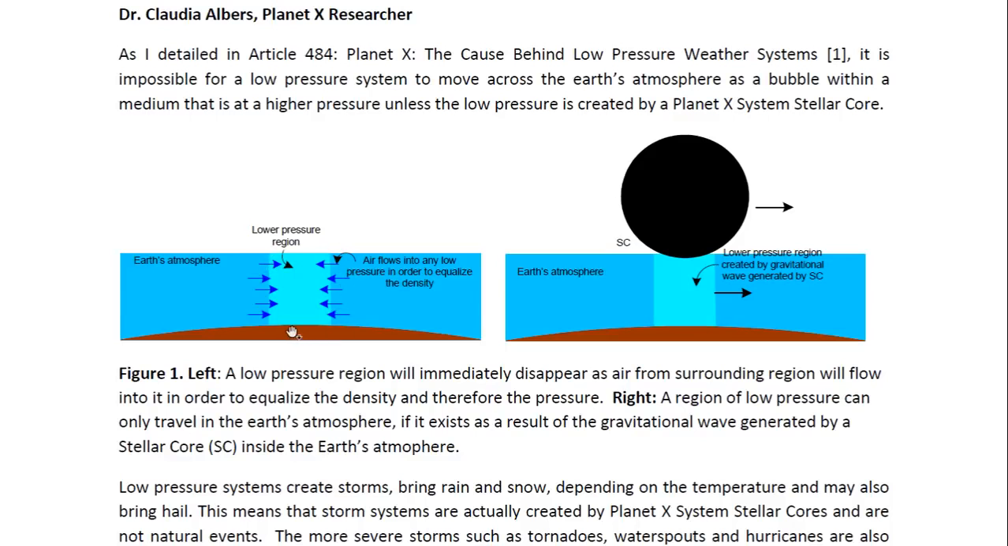If you just have a low pressure within the atmosphere and all the air surrounding it is at a higher pressure, that is, it's at a higher density, then that air will quickly flow in to equalize the density. And that means that this low pressure will quickly disappear. But when it is created by a Planet X system stellar core, it's created by its gravitational influence, which then causes a region of low density and therefore low pressure underneath it. And therefore these low pressure weather systems are actually created by Planet X system stellar cores within the Earth's atmosphere.